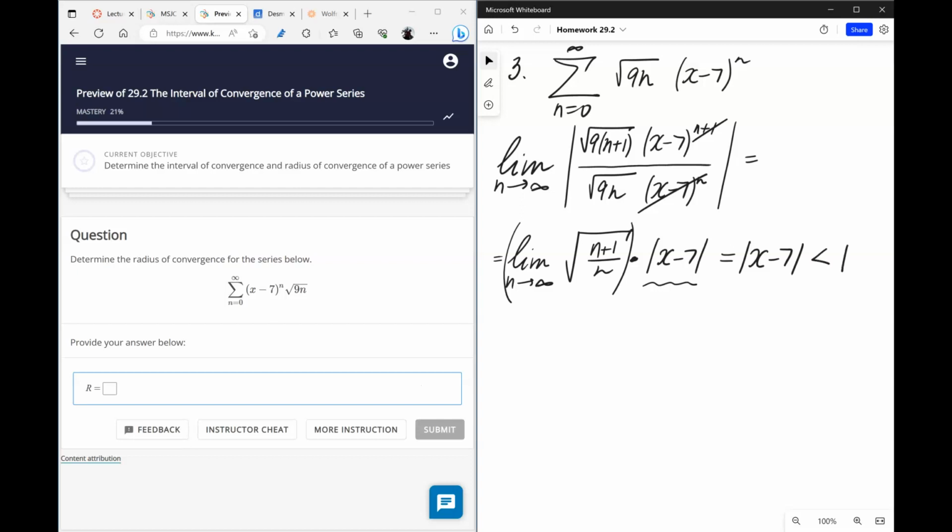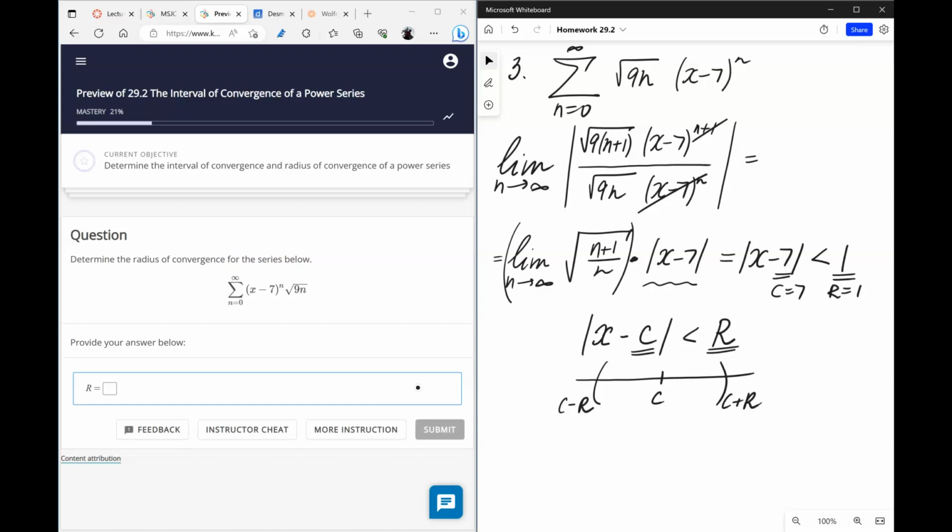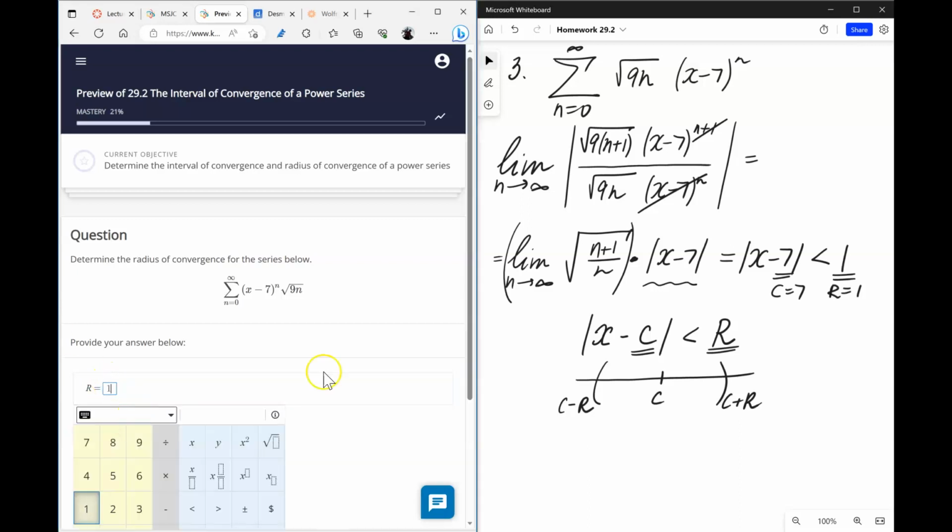Now, this has to be less than 1. And in general, when you have an inequality like this, it produces the interval centered at c of radius r. So whatever you have here is what we call the radius. And what we have here is what we call the center. And in our case, the center is 7 and the radius is 1. So to answer the question, the radius is 1.